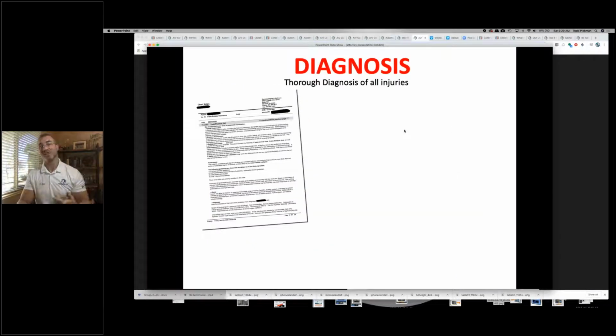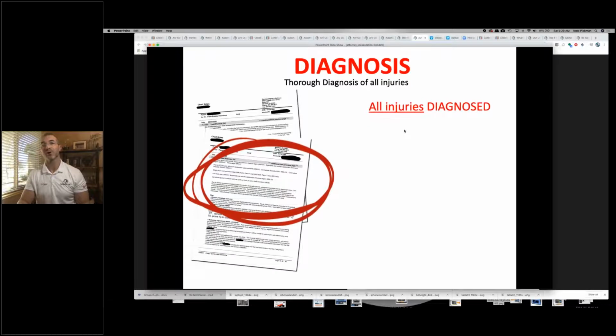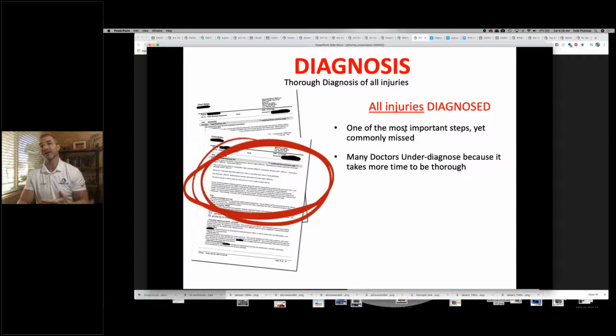So now, in addition, John, before I started showing you these notes, you were talking about the importance of being able to properly and fully diagnose clients, and that was a frustration of yours. Well, that's something else that we also do. We completely diagnose. All injuries are diagnosed. It's one of the most important steps, yet it's commonly missed. And here's why I think it is: many doctors underdiagnose because it takes more time to be thorough. It doesn't really affect their ability to treat the patient or get reimbursed. So they just diagnose what they feel like they need to, and they move on. In our case, we will put the extra time and the extra care into fully diagnosing what's going on.